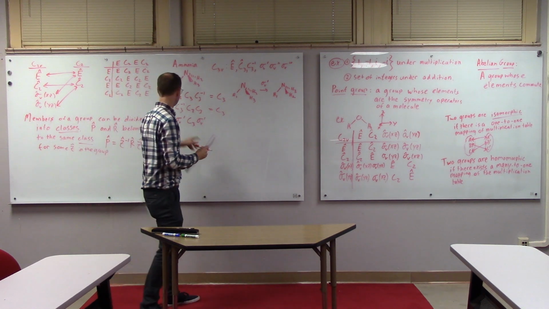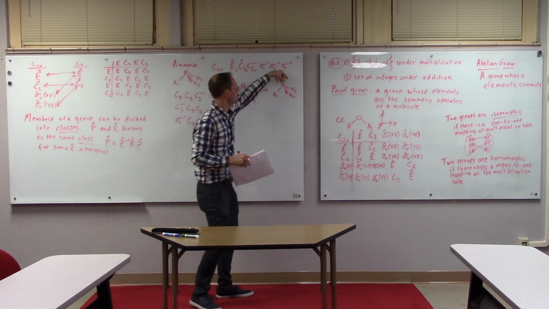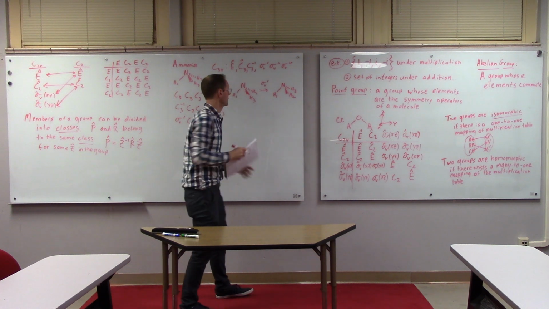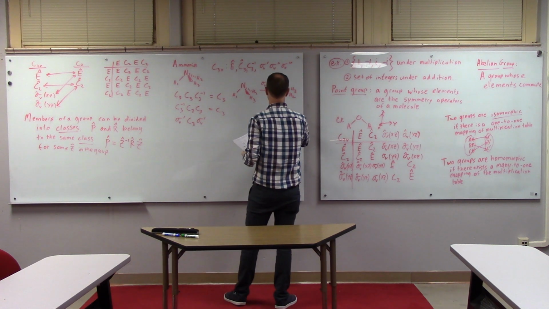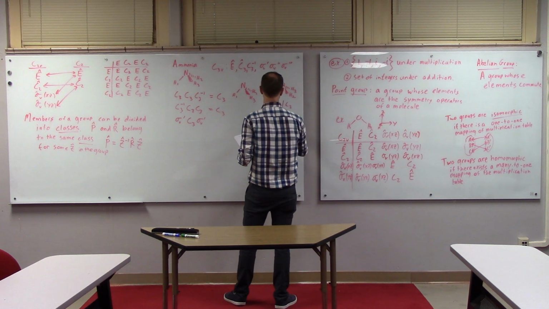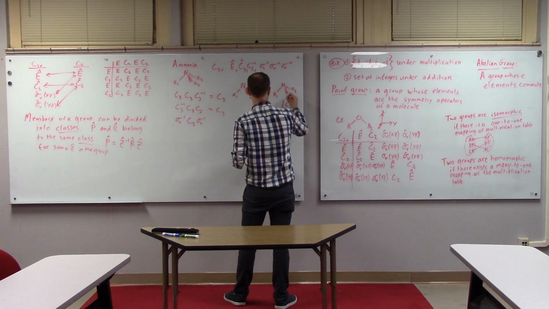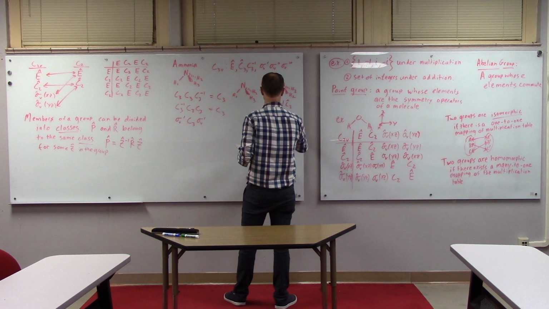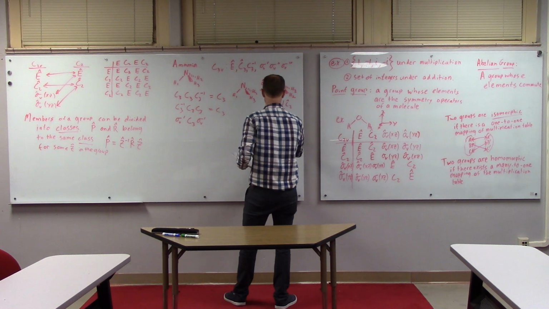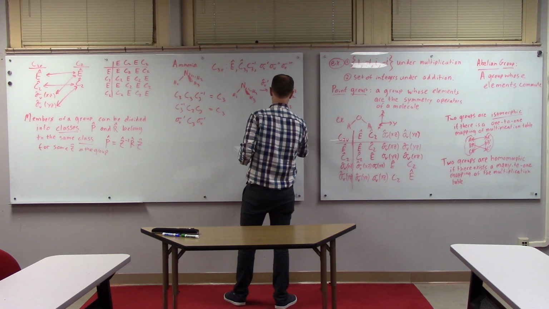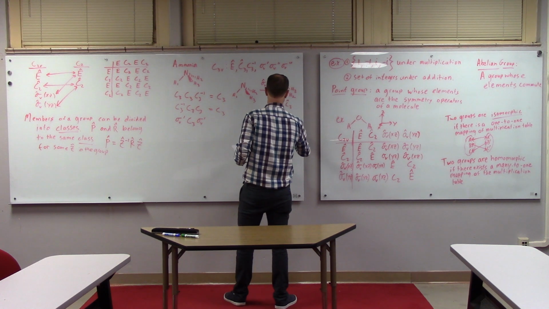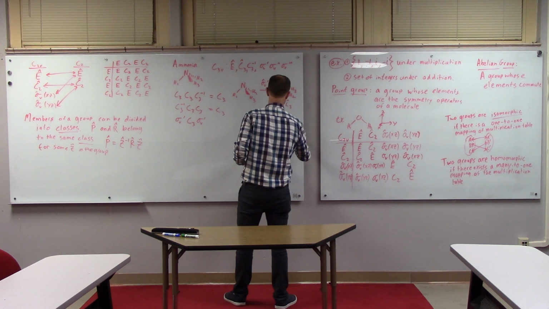Okay, and then we have to do a C3 rotation, so a clockwise rotation of 120 degrees. So if we do a C3 rotation, then H2 gets rotated to where the H1 used to be. The H1 gets rotated to where the H3 used to be. And the H3 gets rotated to where the H2 used to be.